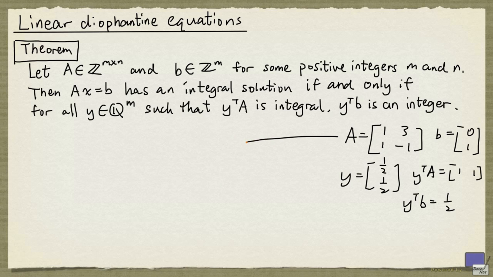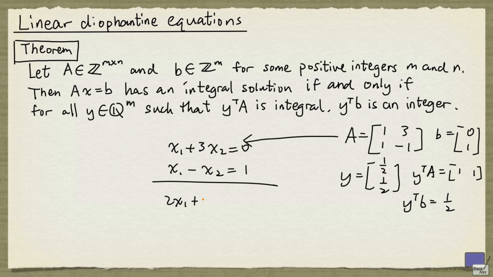And we can see this more clearly by writing out the system in full. So the system that we're looking at is this. x1 plus 3x2 equals 0, and x1 minus x2 is equal to 1. And if we add the two equations, we get 2x1 plus 2x2 equals 1. So if x1 and x2 are integers, then the left-hand side must be even, but the right-hand side is odd, and so there's no solution.